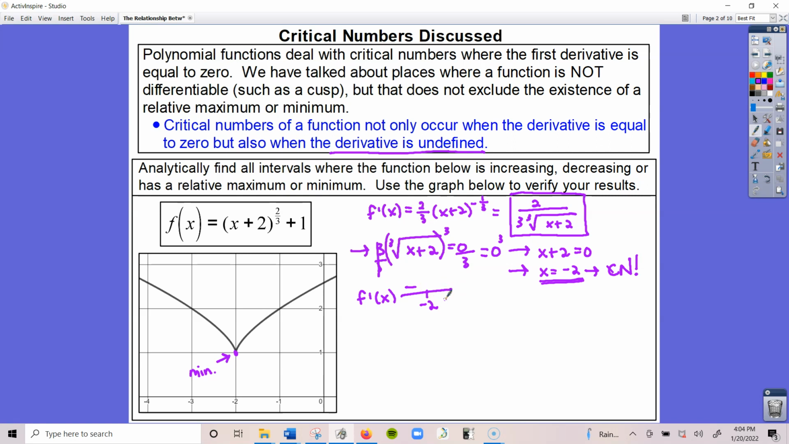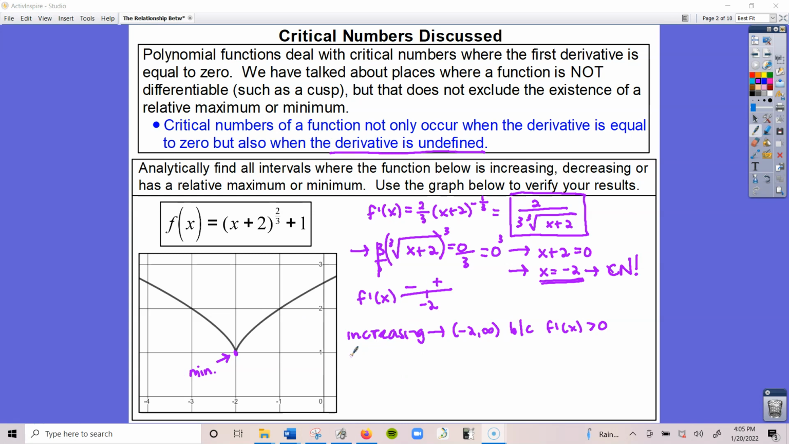And if I plug in a number to the right of negative 2, such as negative 1, this denominator would be negative 1 plus 2, which is positive 1. So everything would be positive. Therefore, this is positive. Now let's go through and answer all of these characteristics here. f of x is going to be increasing on the interval negative 2 to infinity, because f prime of x is greater than 0. And you can see here on the graph from negative 2 to infinity, it is increasing. So we're using the graph here to verify everything that we're getting.